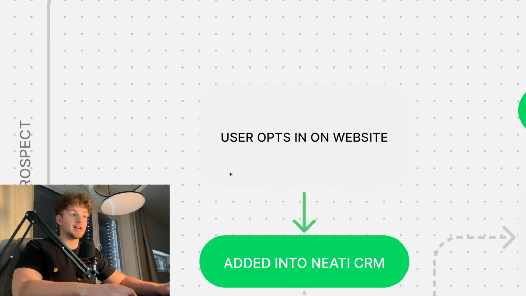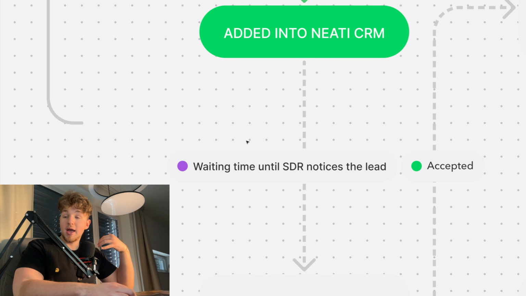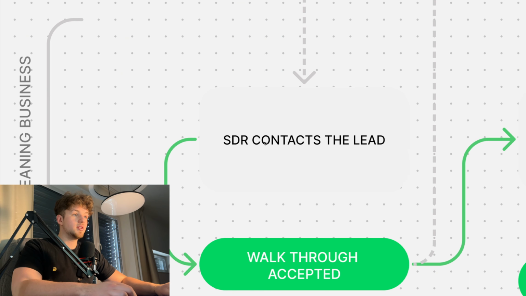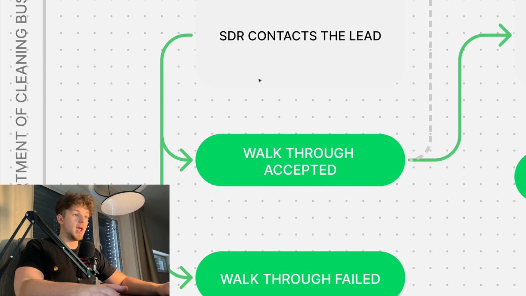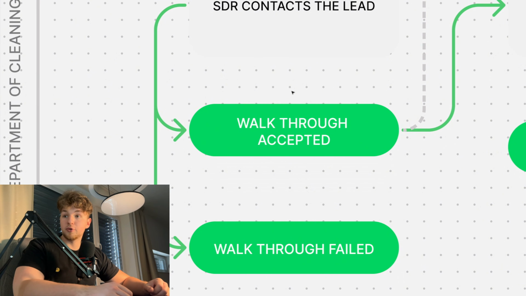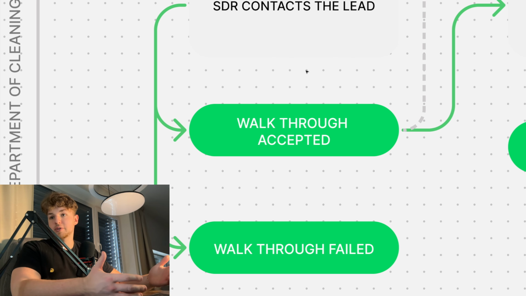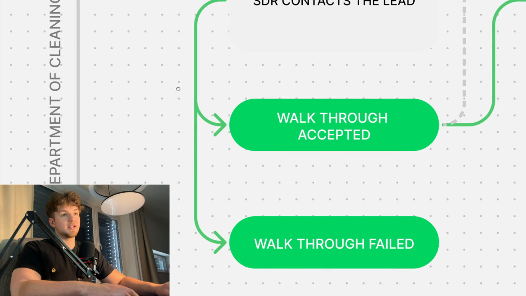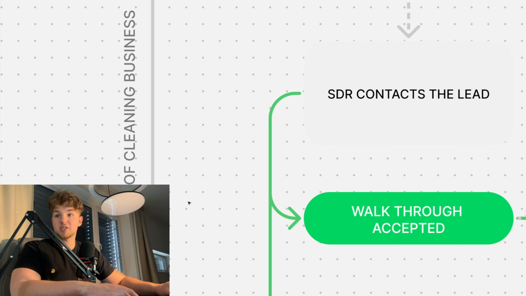You make sure to track their phone number. You pick up the call and you phone them. Then the SDR or you contact the lead and initiate a walkthrough. You offer that you'll come over to their place or their office or whatever. Is it commercial or residential? Doesn't matter. You'll go to their place, and this is the sales department part of the cleaning business.